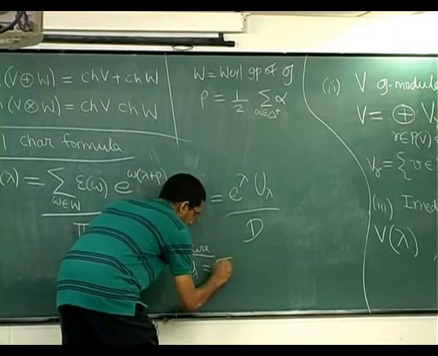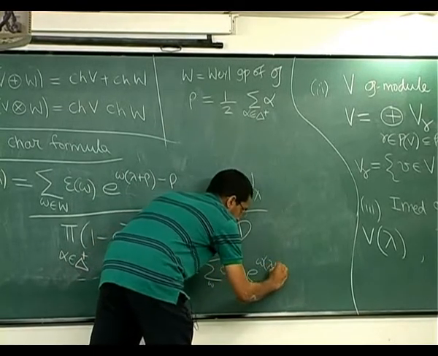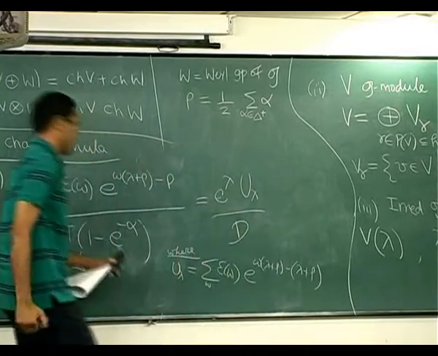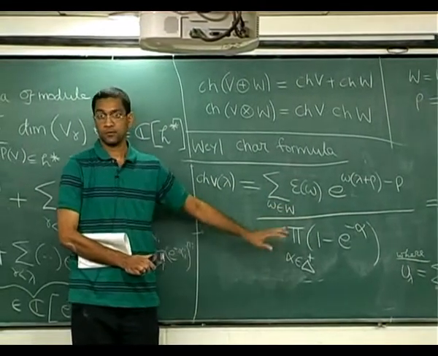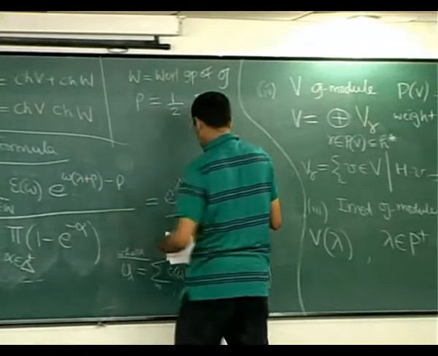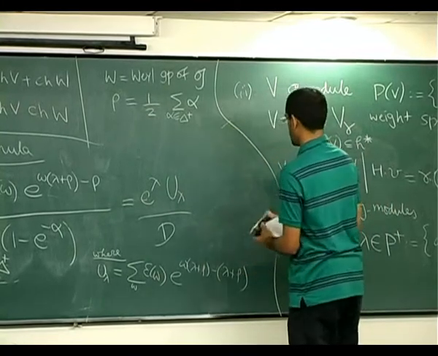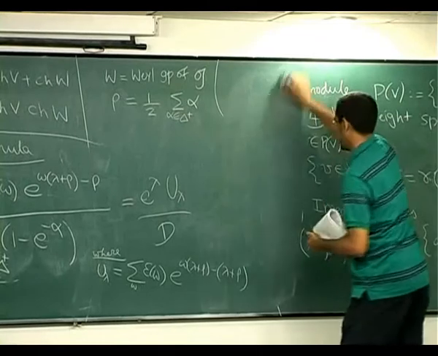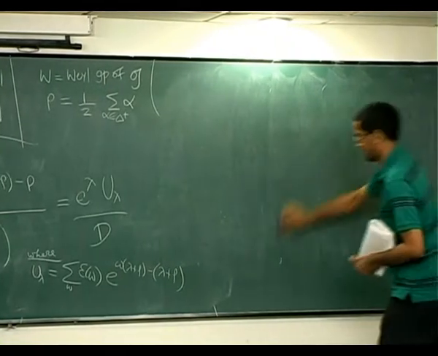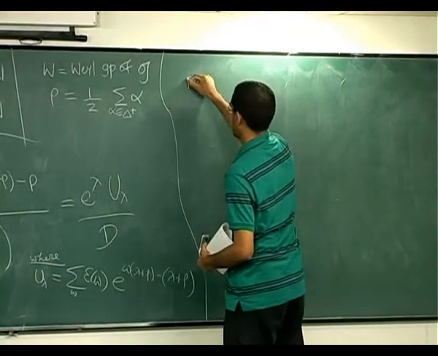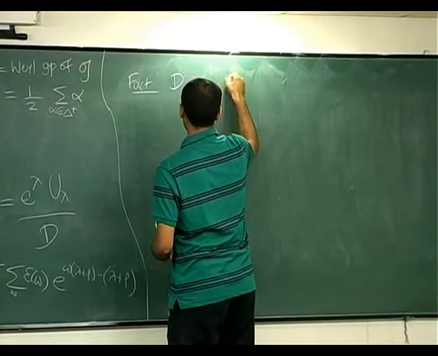U lambda is just the alternating sum over the Weyl group. All I've done is pull out an extra e to the lambda from the numerator and call what's left u lambda. And again notice that both these terms, u lambda and d, are elements of that polynomial algebra. So I should probably say, observe, it's obvious for d, but it's also true that u lambda is an element of this polynomial algebra.